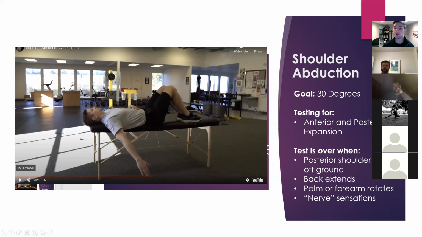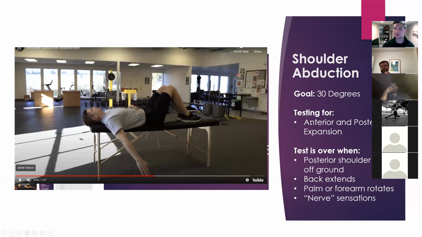Something I also see quite a bit with this is nerve sensations. You'll hear people frequently say, especially muscular wides, oh, I get a little weird numbness going down the side of my arm or my bicep. And I would stop the test at that point.